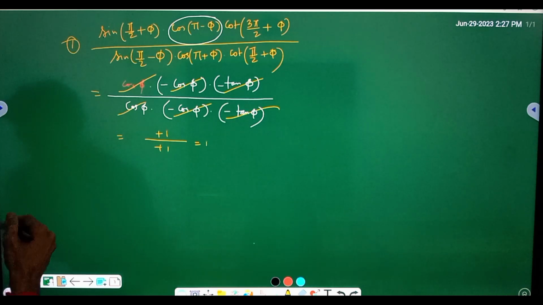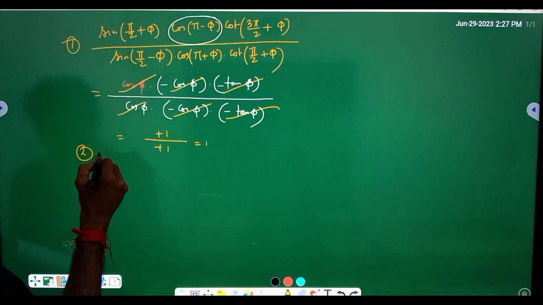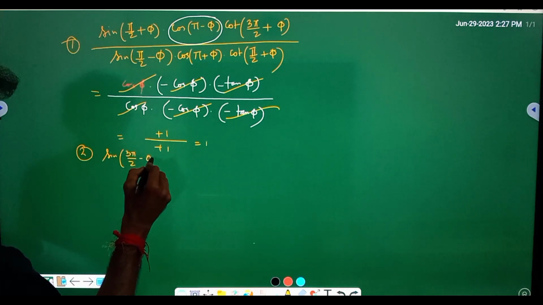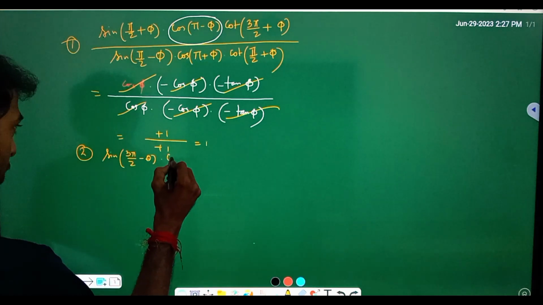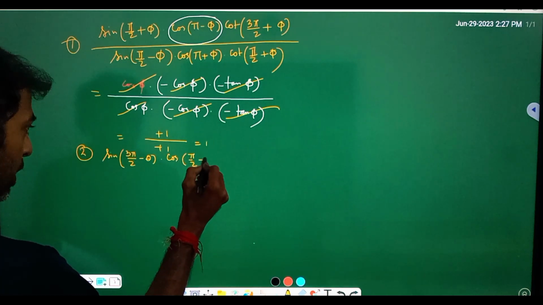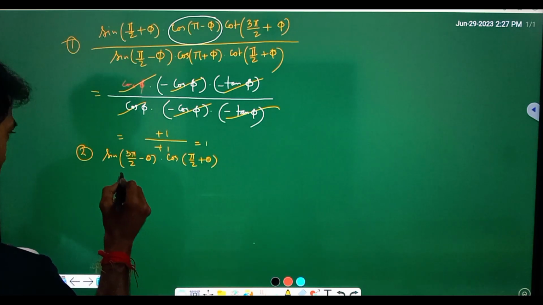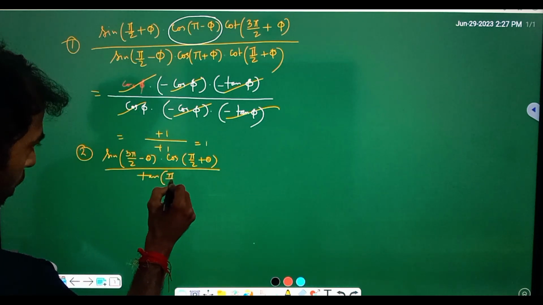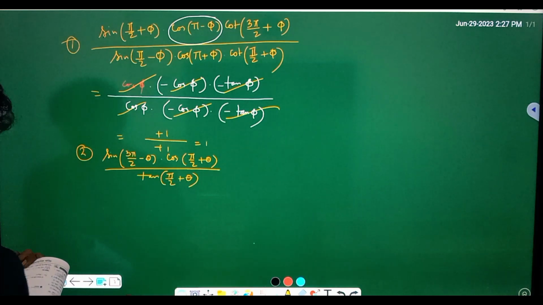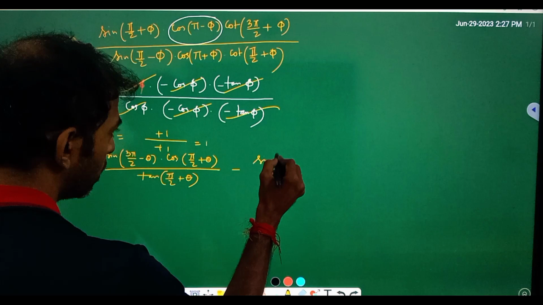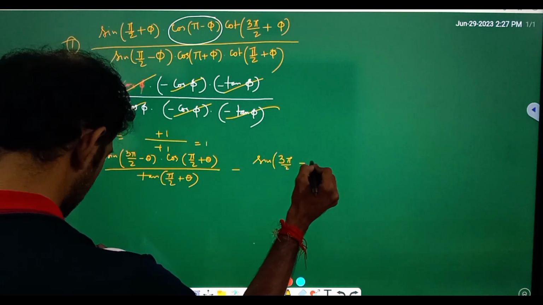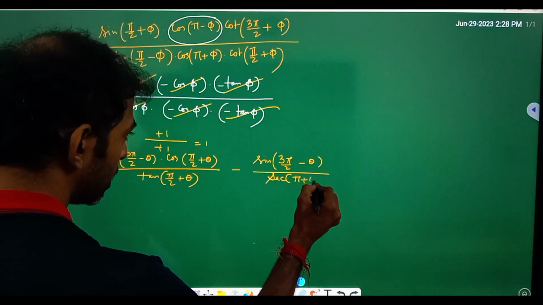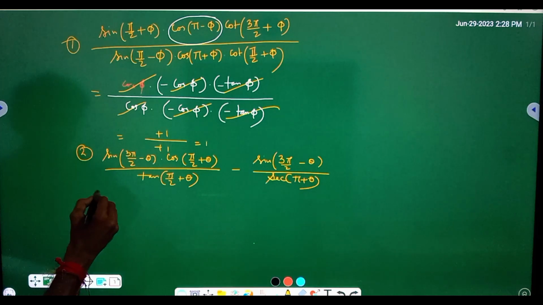the next problem is sine 3 pi by 2 minus theta into cos pi by 2 plus theta divided by tan pi by 2 plus theta, minus sine 3 pi by 2 minus theta divided by sec pi plus theta. And what's going to be the result here?